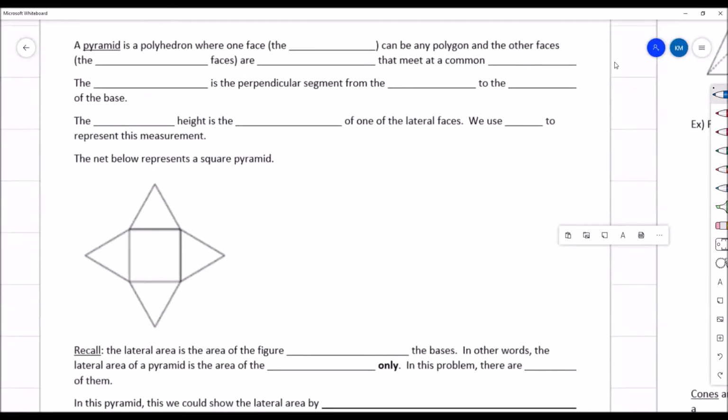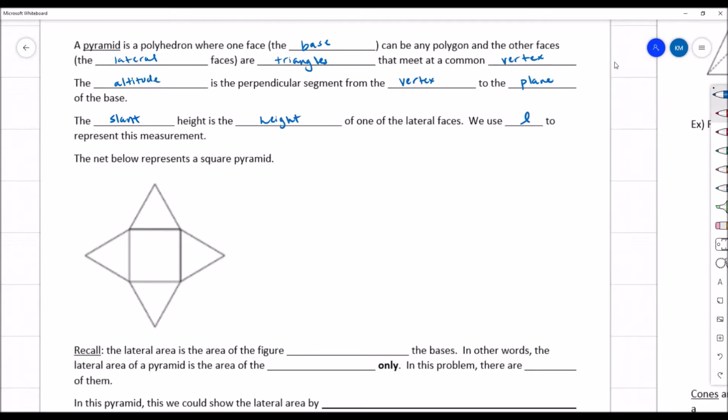A pyramid is a polyhedron where one of the faces, the base, can be any polygon, and the other faces, the lateral faces, are triangles that meet at a common vertex. The altitude is the perpendicular segment from the vertex to the plane of the base, and the slant height is the height of one of the lateral faces. We use the script L to represent that measure.